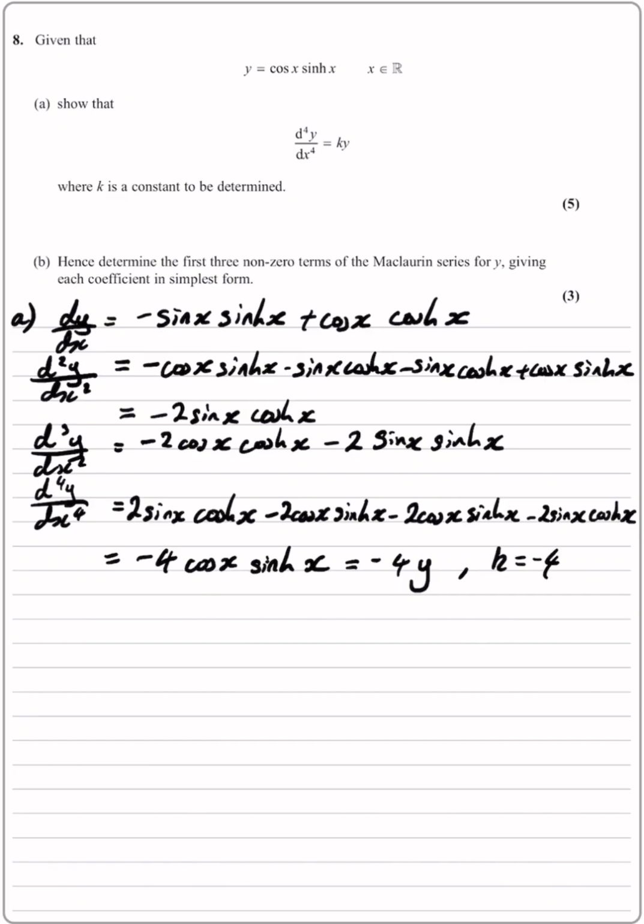Then for part B, the Maclaurin series, just for reference, useful to know sine of 0 is 0, cos of 0 is 1, hyperbolic sine of 0 is 0, and hyperbolic cos of 0 is 1.